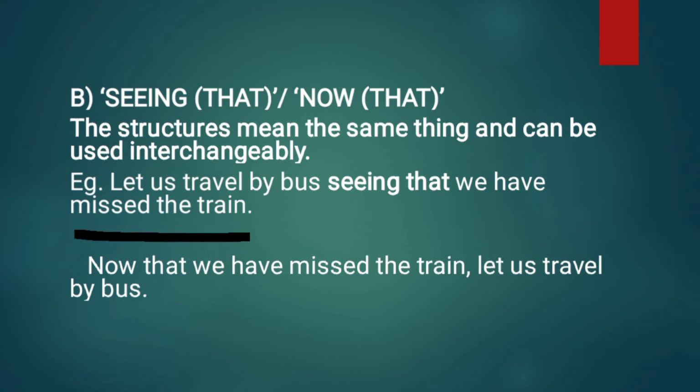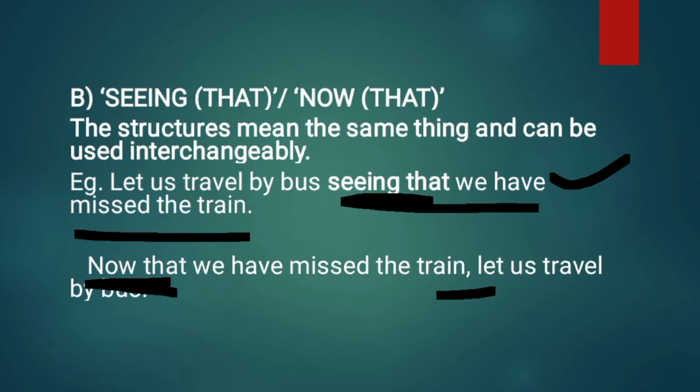The same principle applies here. When you use this word or this one inside a sentence, like in this case, you don't put a comma. But like this one, where you use it to start a sentence, then you have to put a what? A comma. So we can start with the reason. Seeing that we have missed the train, comma, let us travel by bus.